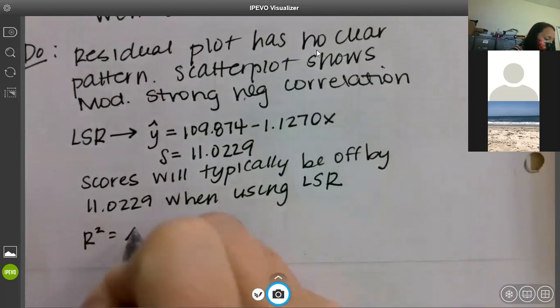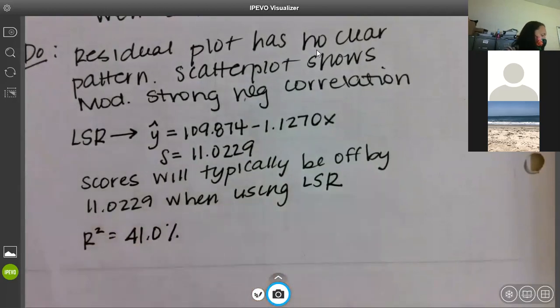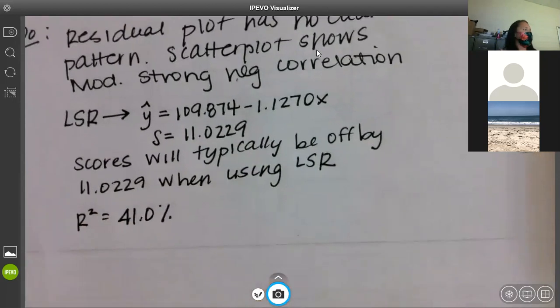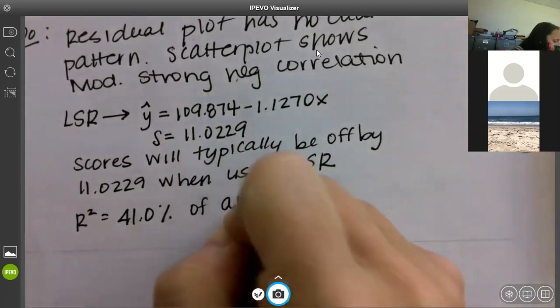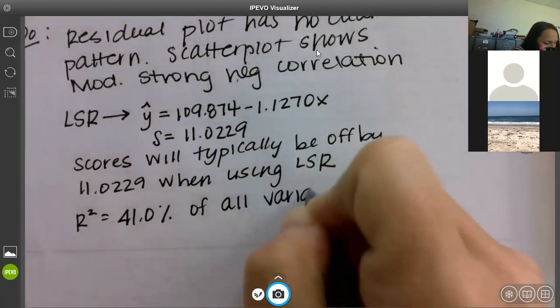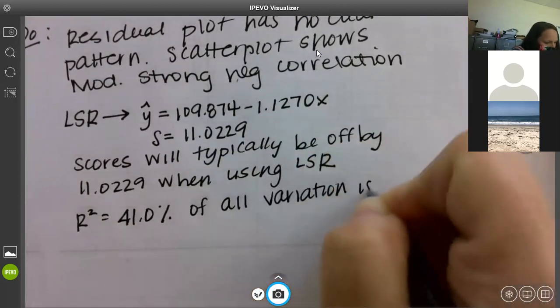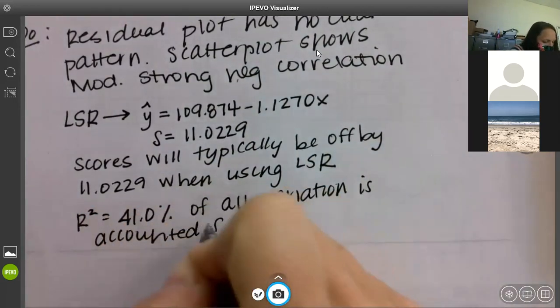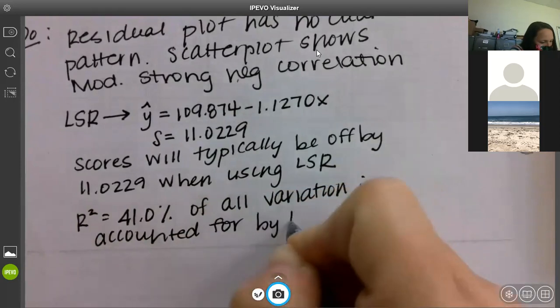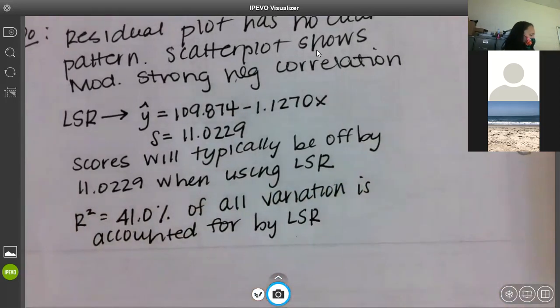And we said R squared was 41%. What does that mean? Why are we using R squared? I'm going to tell you. What is the R squared? Like if I had to interpret it. We did that yesterday. 41% of all variation is accounted for by the LSR.